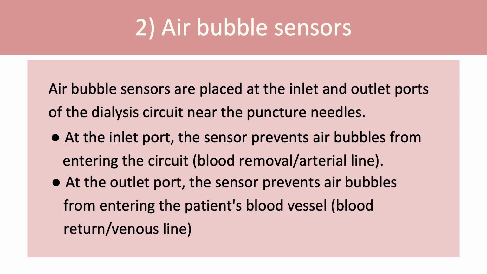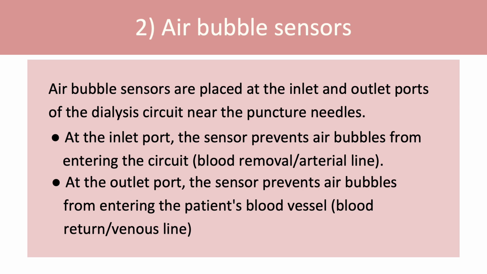The second component is the air bubble sensors. The air bubble sensors are placed at the inlet and outlet ports of the dialysis circuit near each puncture needle. At the inlet port, air bubbles are prevented from entering the circuit through the arterial line. If a large amount of air bubbles enters, the blood will coagulate in the circuit, making hemodialysis treatment impossible.